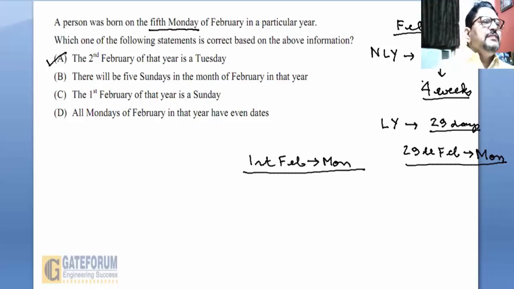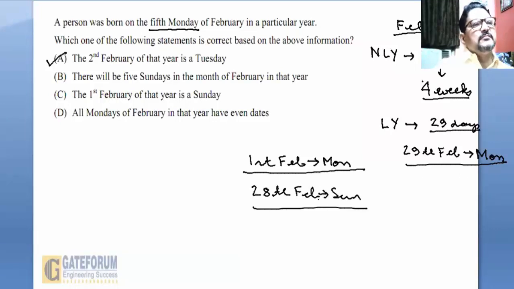There will be 5 Sundays in the month of February in that year. No question. Because 29th February is a Monday, so 28th February will be a Sunday. So only 4 Sundays can result. Because if we reach 28th, only 4 exact weeks can happen. So every day will be only present 4 times. So this is absolutely wrong.